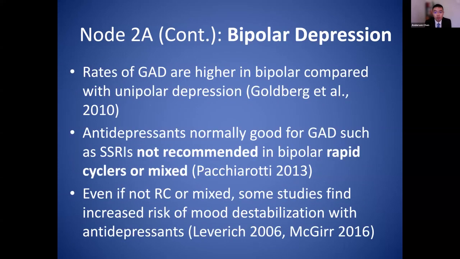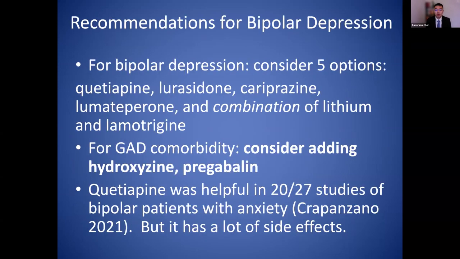Another comorbidity you want to think about is the presence of bipolar depression. Rates of generalized anxiety disorder are higher in bipolar patients compared to those with unipolar depression. I think we know, and Dr. Osler has talked about that pretty extensively in his talk, that you should avoid the use of antidepressants. For bipolar depression, you should consider, and again, Dr. Osler talked about this, quetiapine, lurasidone, cariprazine, lumateperone, or a combination of lithium and lamotrigine. For the GAD comorbidity, you might consider adding hydroxyzine or pregabalin. Quetiapine was found helpful in 20 out of 27 studies of bipolar patients with anxiety, but it has a lot of the side effects that I mentioned earlier.